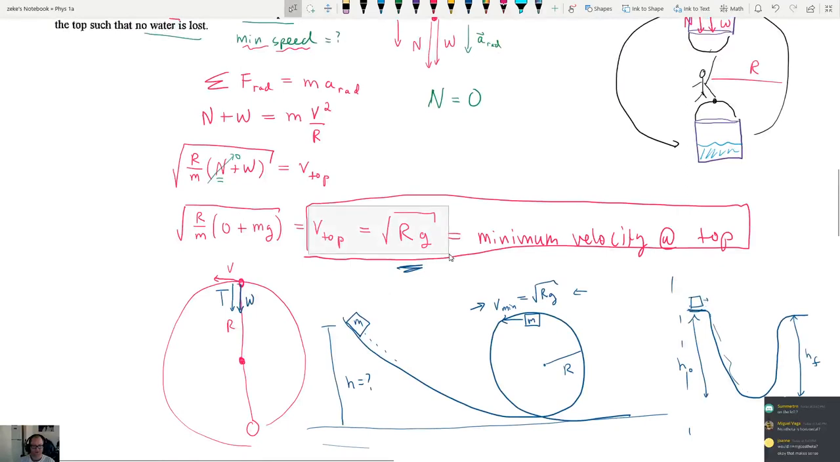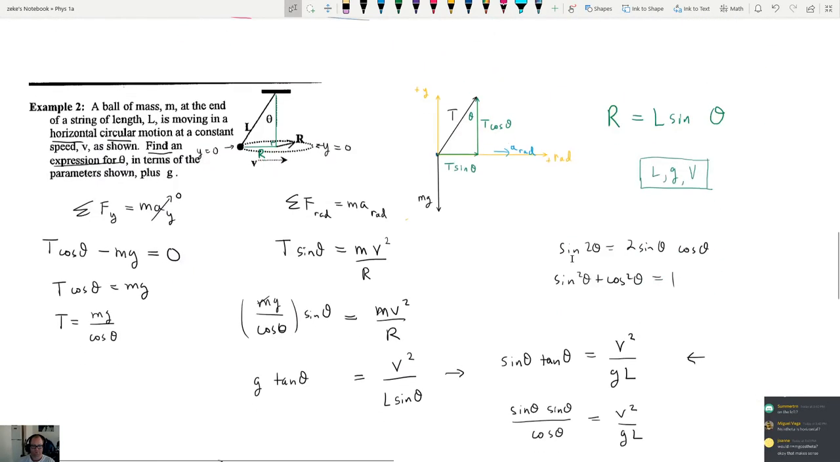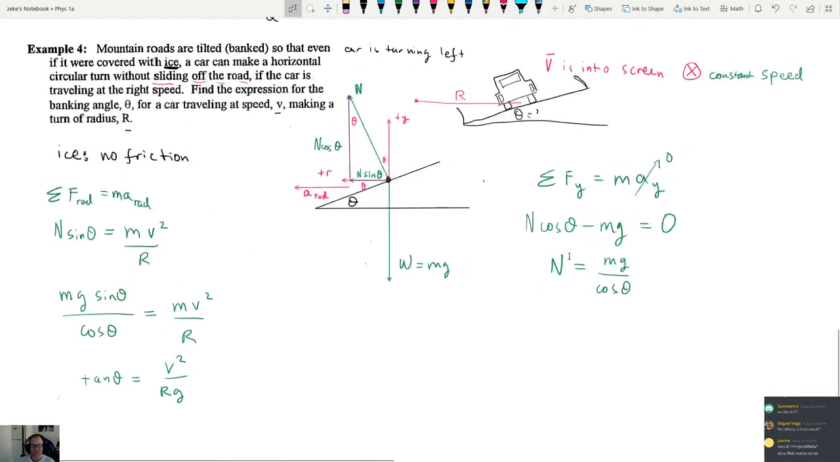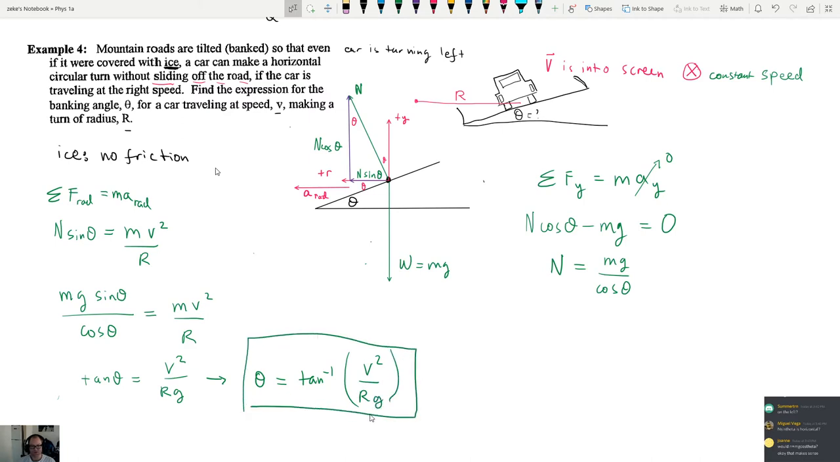And then right here shows up a lot in these kind of problems, r times g. And then, of course, that allows us to say that the angle theta is going to be the inverse tangent of the velocity squared divided by the radius times gravity. So if we knew the angle, the radius, and gravity, we could find v, and so on and so forth. Okay.